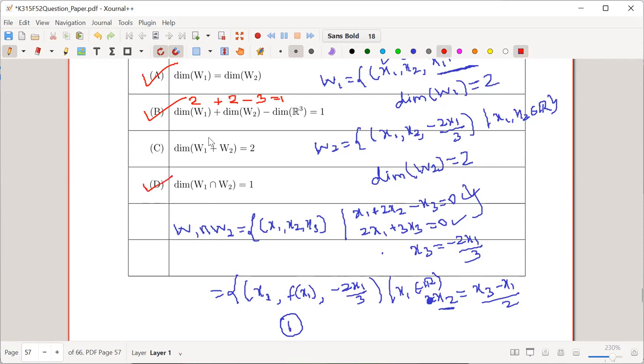Now look at option C. We have to use the formula. We know the dimension of W1 plus W2 equals the dimension of W1 plus the dimension of W2 minus the dimension of W1 intersection W2. This is a standard formula. So this is 2 plus 2 minus 1. Therefore, we have 3, but it is given as 2. Therefore, this option is wrong.